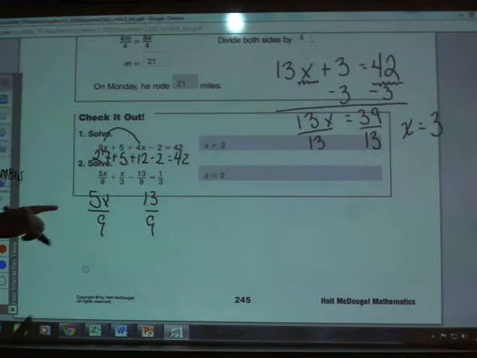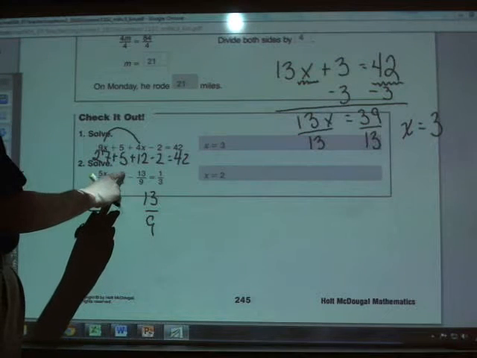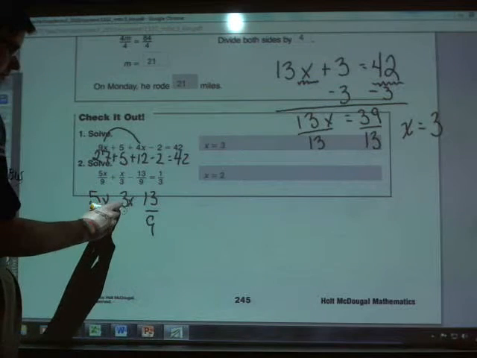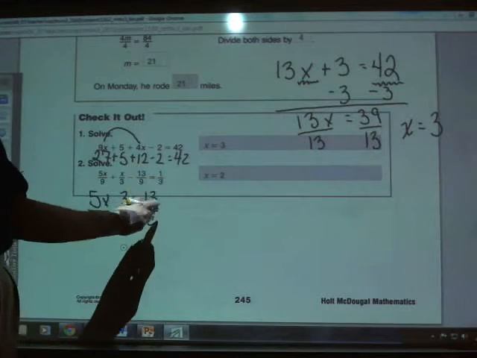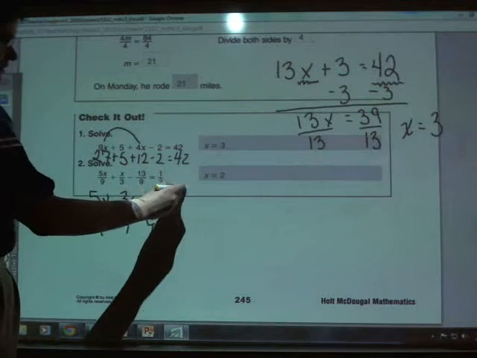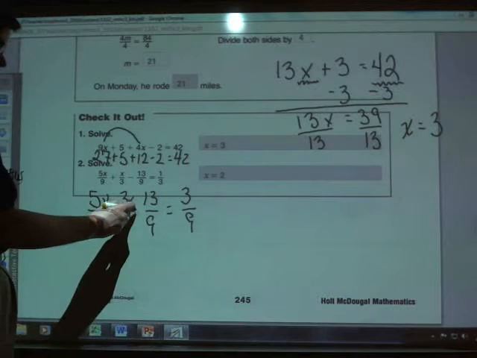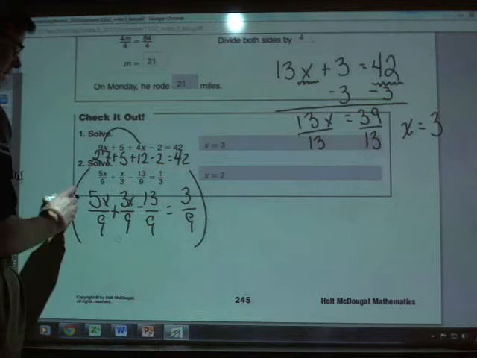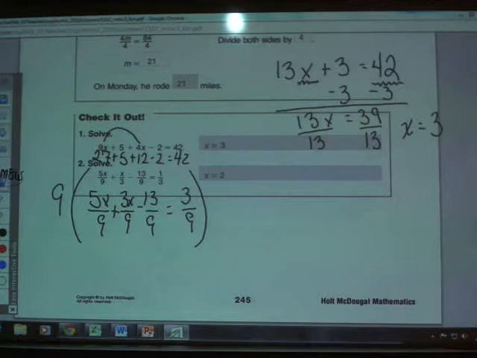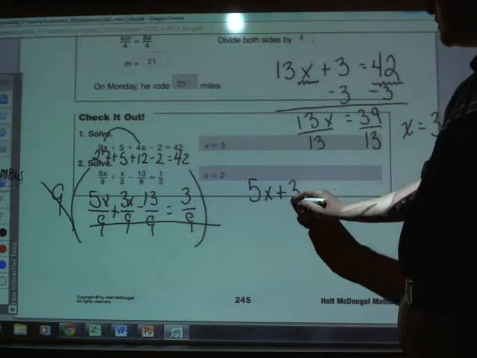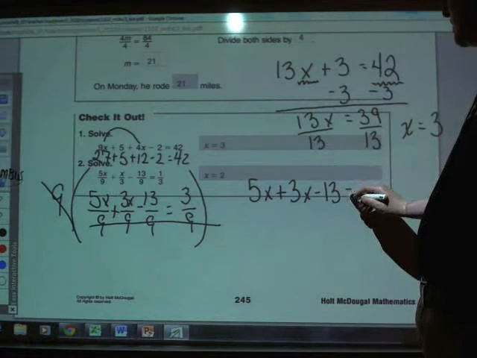As far as multiplying this by 3 goes, I've got 3 times x, 3x, and the bottom's changing into 9. That's the point. Over here, to change that, 3 times 1 is 3, and 3 times 3 is 9. And now that I've got common denominators, I'm going to multiply the whole line by 9, which is, of course, going to cancel all those denominators out with the 9 that we multiplied by. And that will leave me 5x plus 3x minus 13 equals 3.